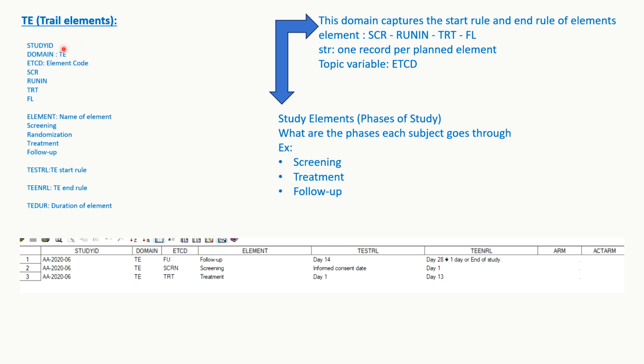So study ID we know. Whatever protocol is available, that name we will capture here, and domain will be the two-letter name TE. Domain, element and element code. Suppose if the element is screening, the element code will be SCR, the short name for the element. Here we have trial element start rule, trial element end rule, and the trial element duration of element. So these are the variables in TE domain.